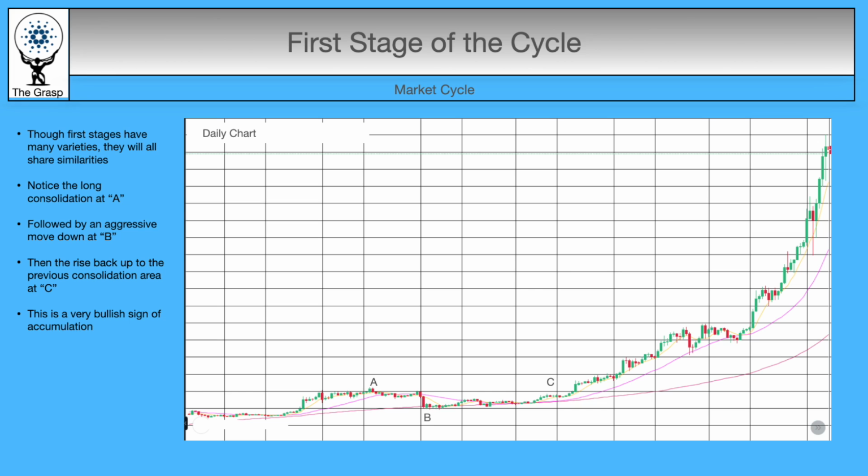So as you'll notice here on this chart at A, notice that A is a long consolidation. The chart really doesn't seem to go anywhere. It's just kind of moving sideways. It's followed by an aggressive move down at B. And then you'll notice that it rises right back up to the previous consolidation area at C. This is a very bullish sign of accumulation, and you will often see this type of pattern.